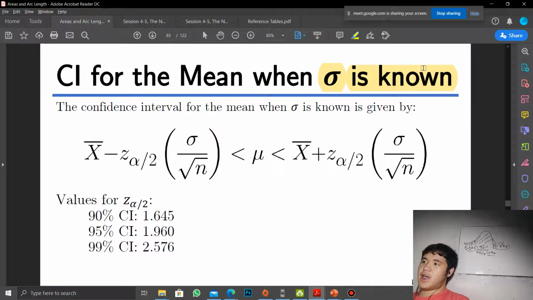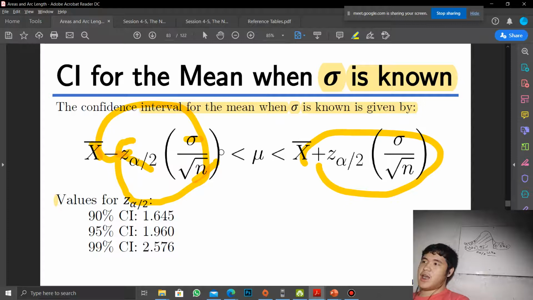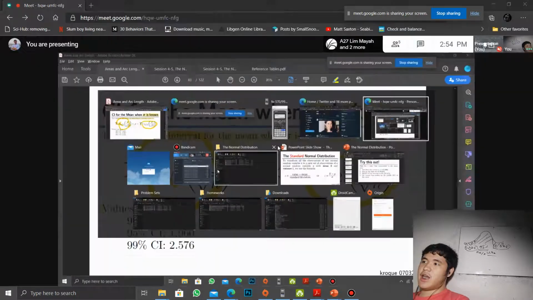This is the formula. Sample mean, plus or minus z-score alpha over 2, times sigma over square root of n. This is the margin of error, guys. Where is it? That is the margin of error. Then, let's look at the board.